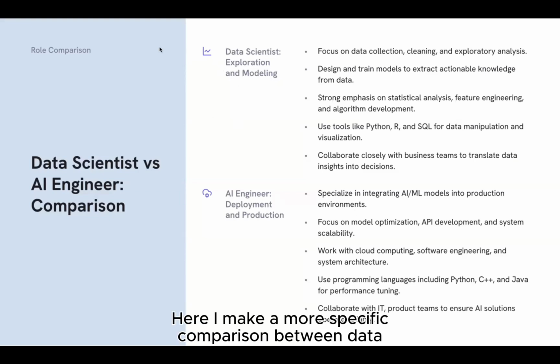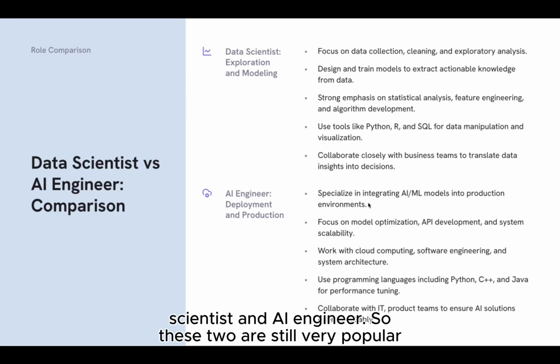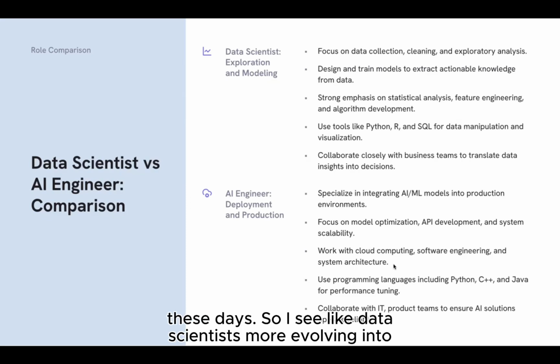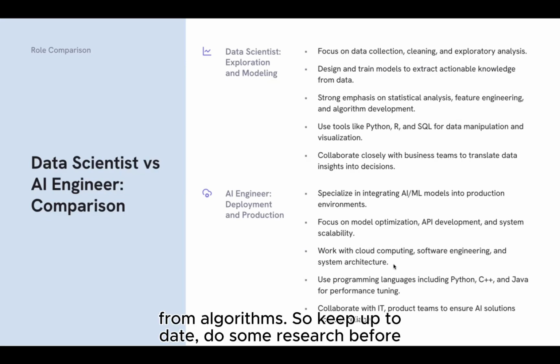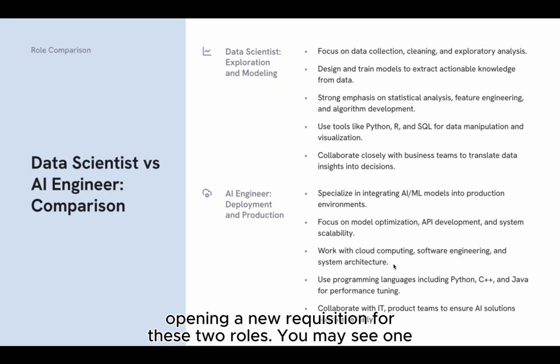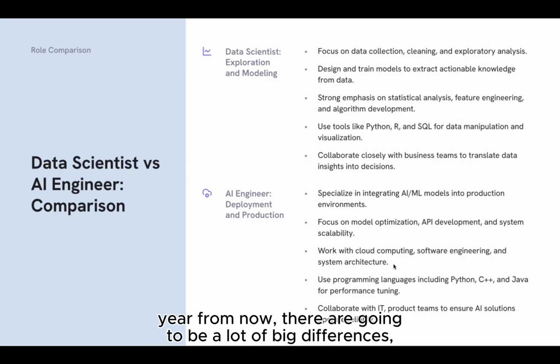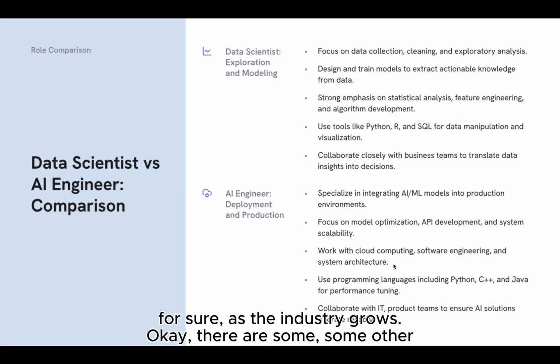Here, I make a more specific comparison between data scientist and AI engineer. These two are still very popular these days. I see data scientists evolving more into production, and AI engineers evolving more into infrastructure from algorithms. So keep up to date, and do some research before opening a new requisition for these two roles. You may see that one year from now, there are going to be a lot of big differences for sure as the industry grows.